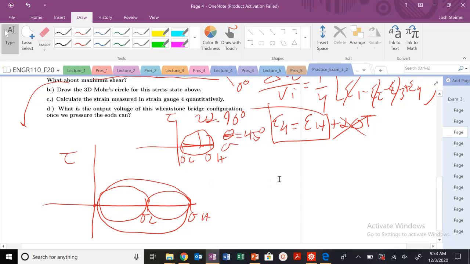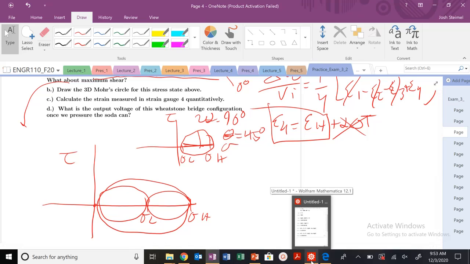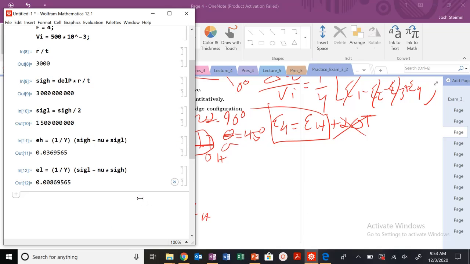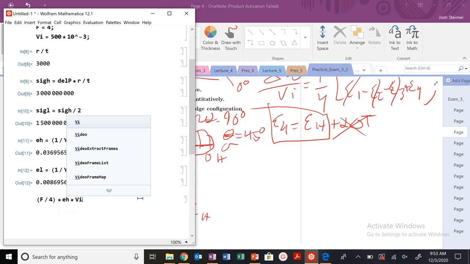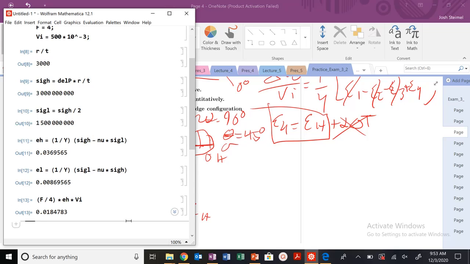And finally, what's the output voltage of the Wheatstone bridge once we pressurize the soda can? That's going to simply be F divided by 4 times epsilon H times VI. We can look at those units again: dimensionless times volts, and that will be our output voltage in volts for that solution.